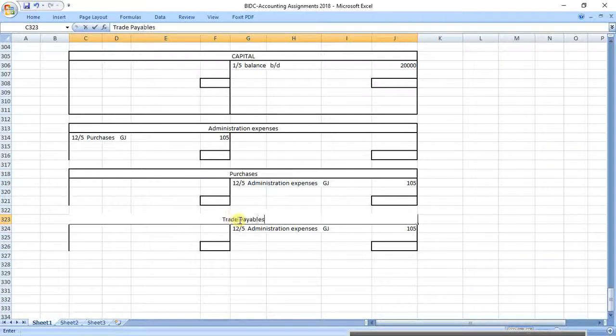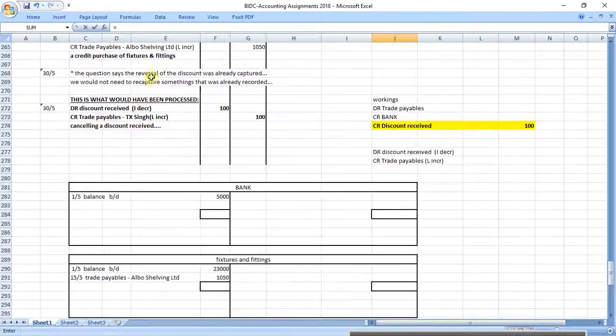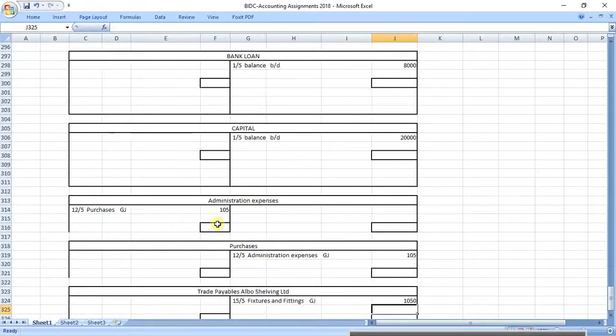Trade payables, Elbow, shelving, limited. And then you would have put that on the date. What day was this? 15th. Delete that. Fixtures. Yeah, it was fixtures and fittings. General journal and the amounts equal. Where's my fittings? There it is. Okay, now you've got your debit and credit. So now you've completed two.